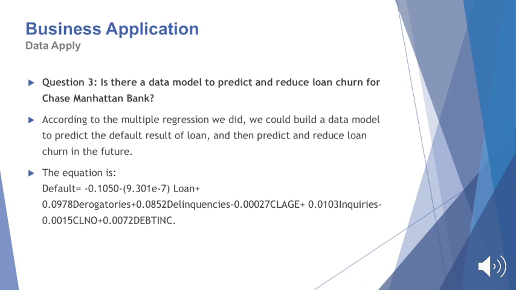Framed question 3. Is there a data model to predict and reduce loan churn for Chase Manhattan Bank? Actually, according to the multiple regression that we did above, we can build a data model to predict the default result of a loan for the bank, and the equation is shown on the screen.